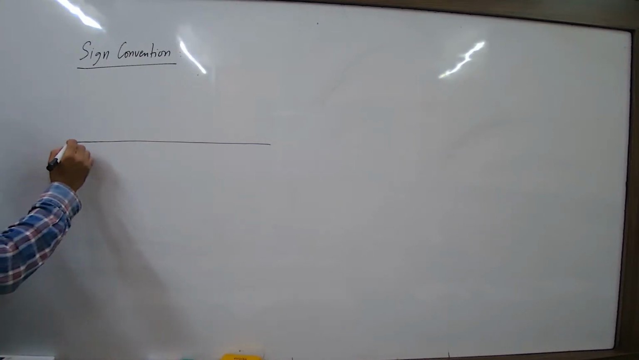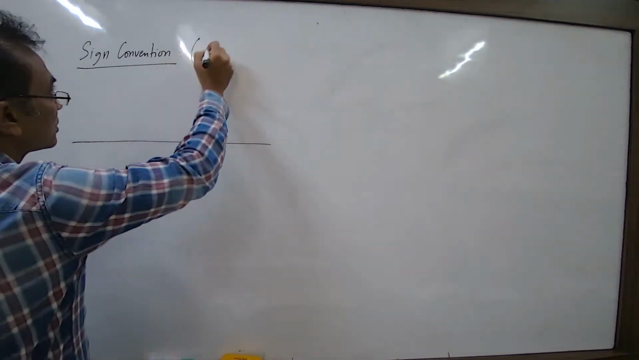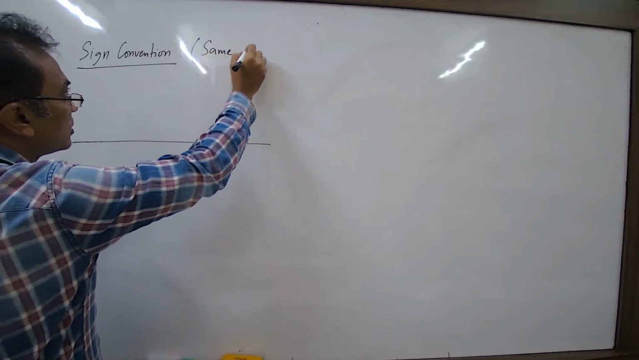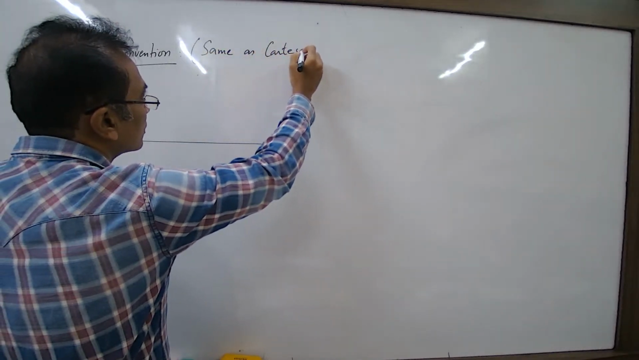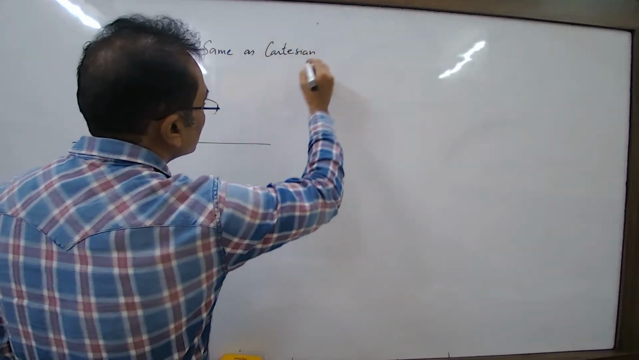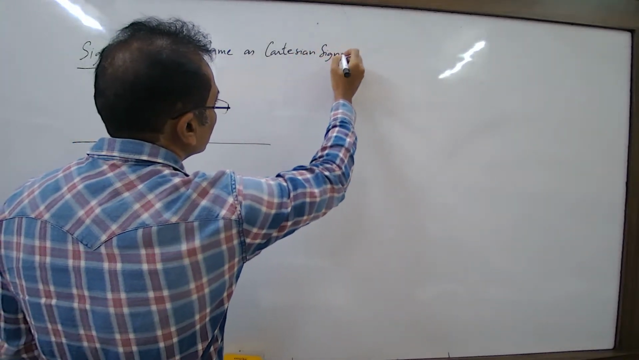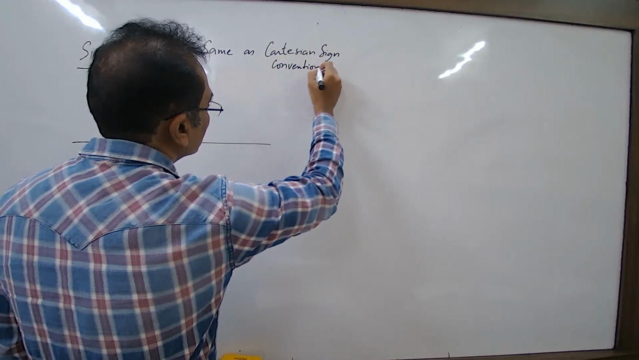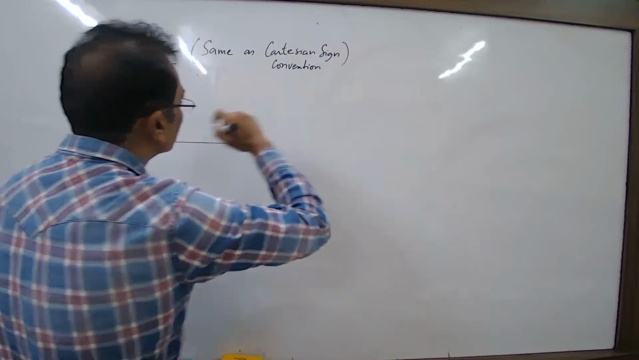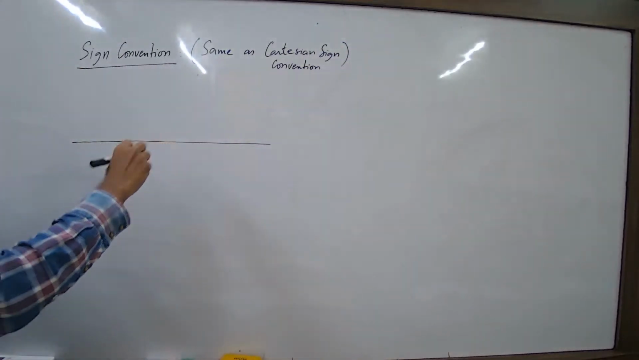So this is our principal axis. Okay. So principal axis is like our x-axis in mathematics. So it is the same as the Cartesian sign convention. Just check this spelling if I have written it right. Cartesian sign convention. Okay, so x-axis, y-axis.